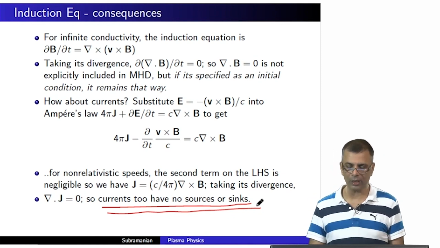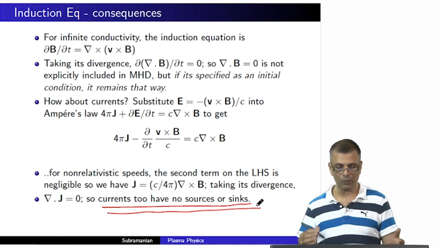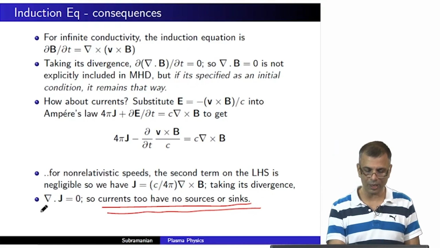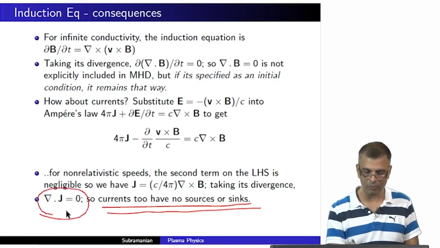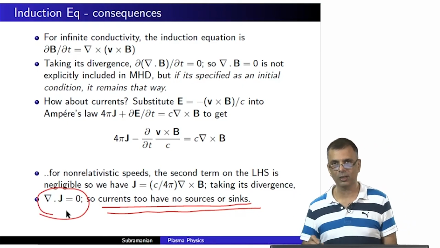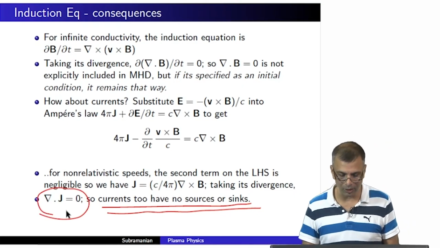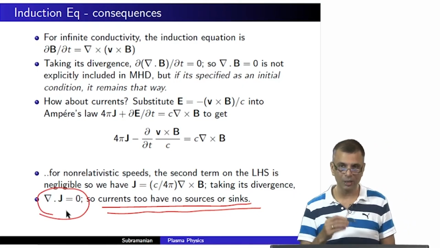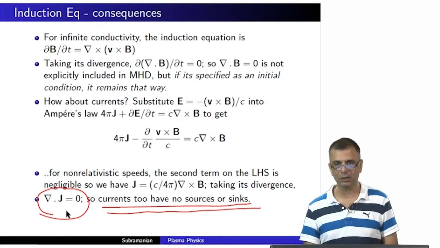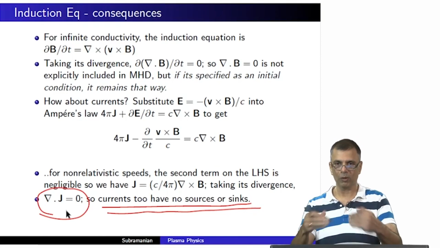This is so important that we will consider it when we come back the next time: the fact that the divergence of current density is technically equal to 0 in magnetohydrodynamics. This is something that needs some thought, and so we will consider this when we meet next.